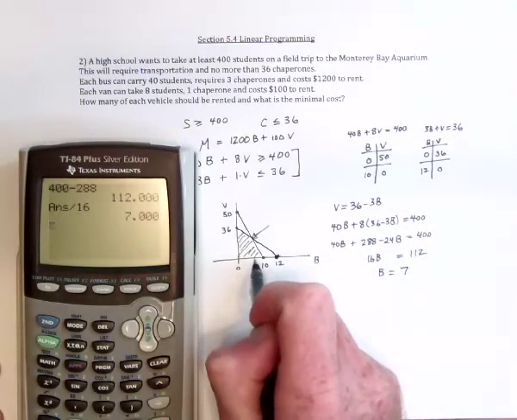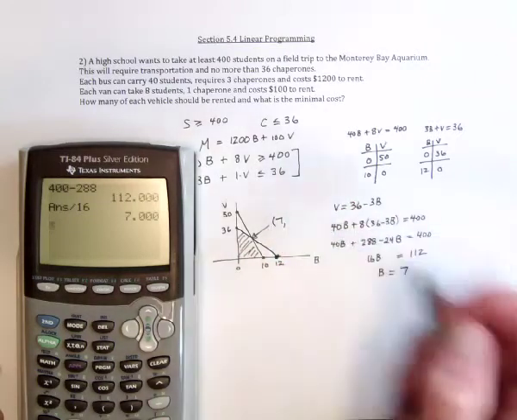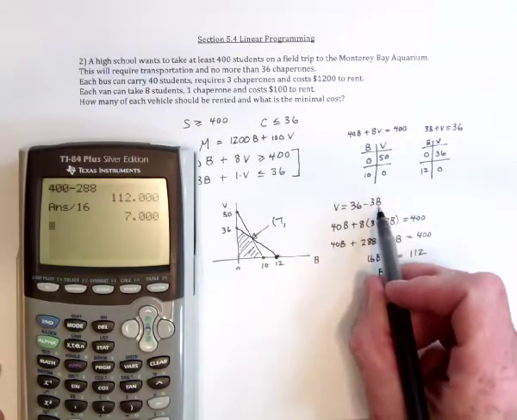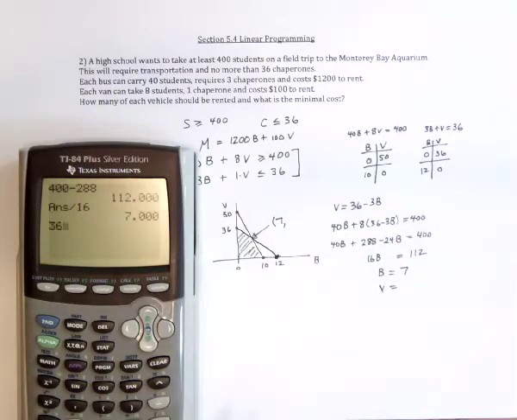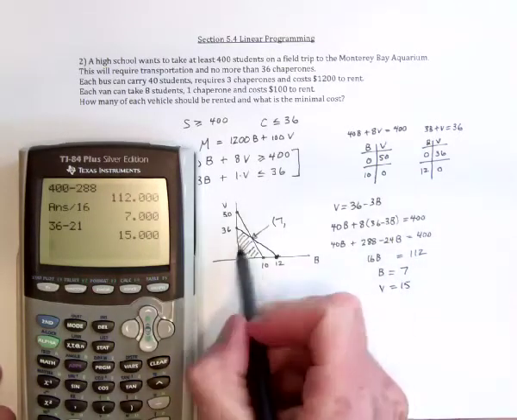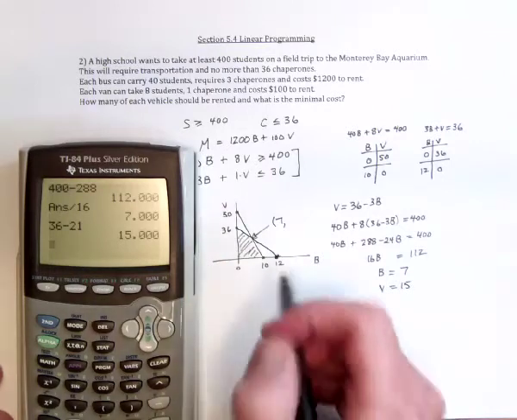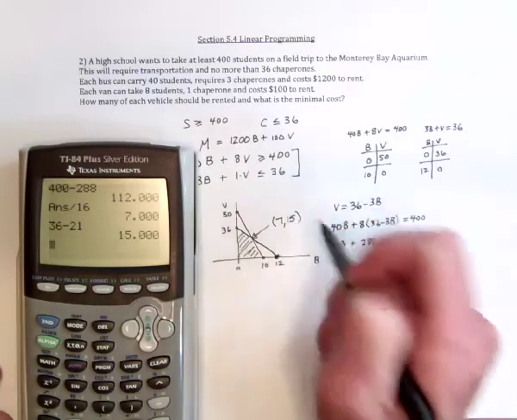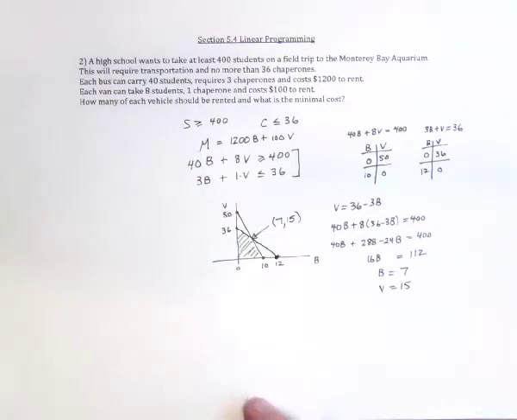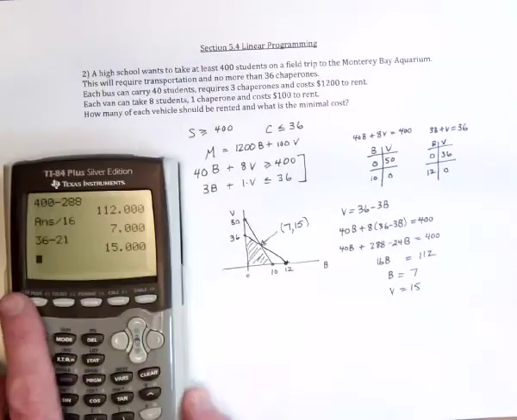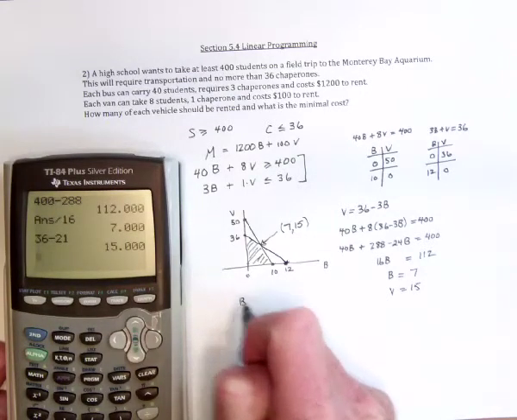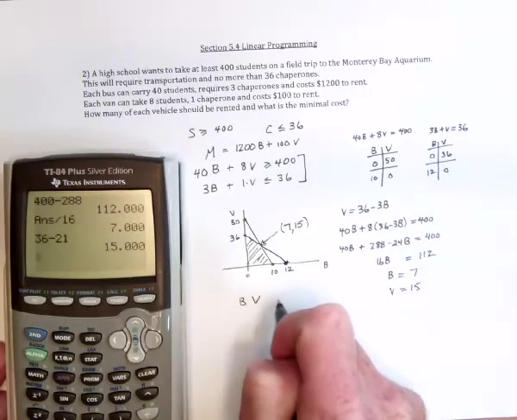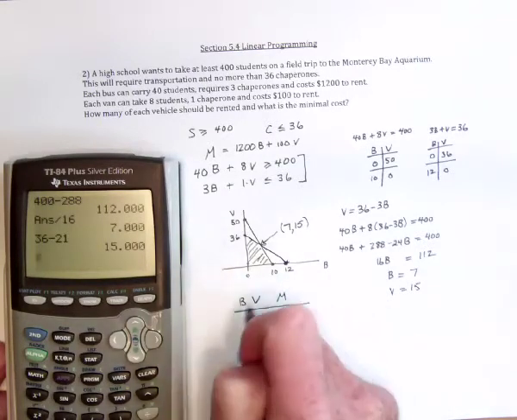So 7 would be right about there. That sounds right. So 7 and what? Substitute that back into this one, and we'll have that V is equal to 36 minus 21. So 15. And 15 is less than 36, so that makes sense. All right, now we have all of the points. I suppose I will still need this. So now we've got B and V and M, make a table of values.